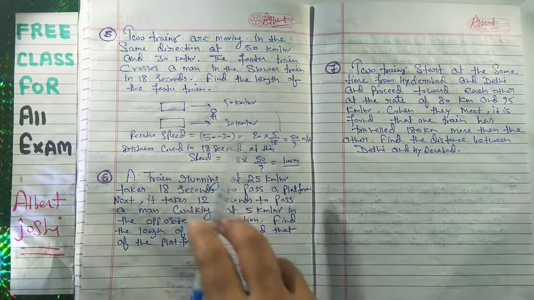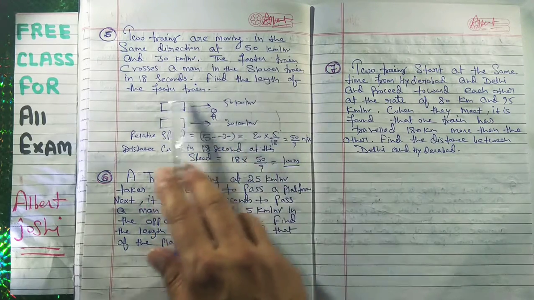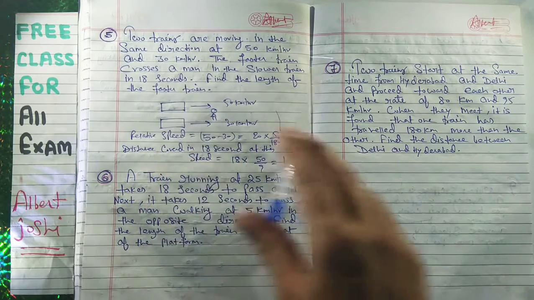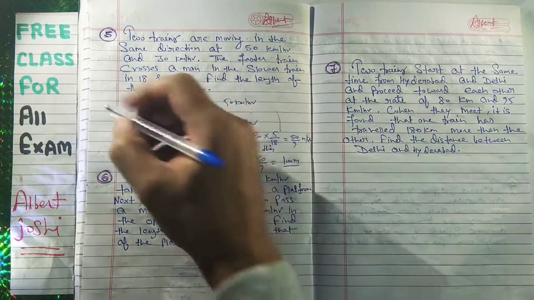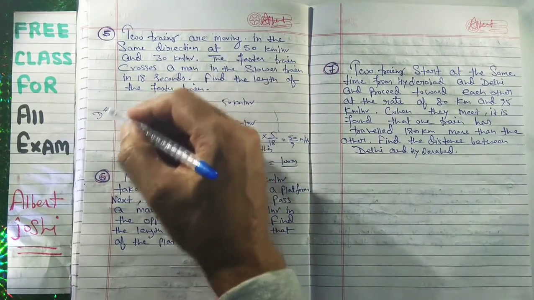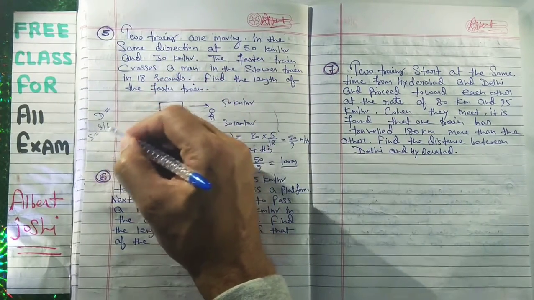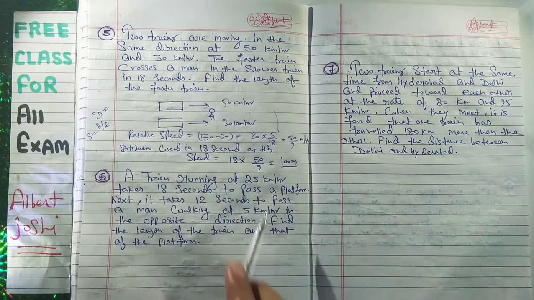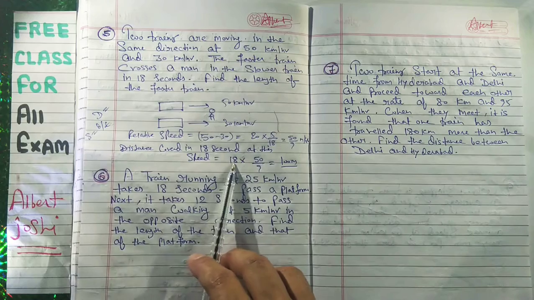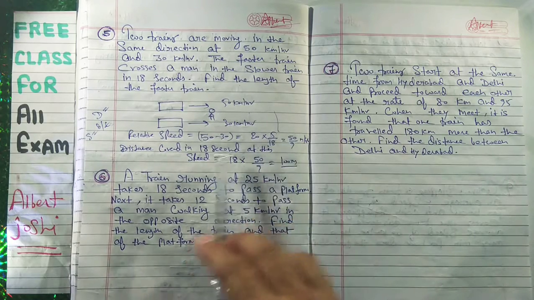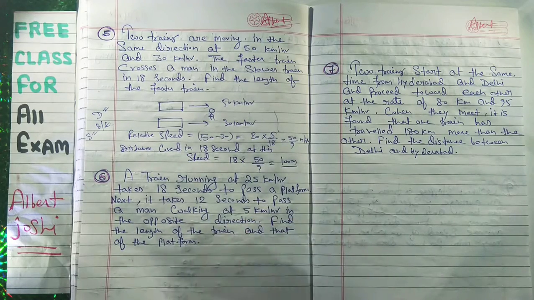The faster train has taken only 18 seconds. So speed is equal to distance upon time, and so distance is equal to speed into time. So distance is this relative speed into time. Okay, now this is another question.